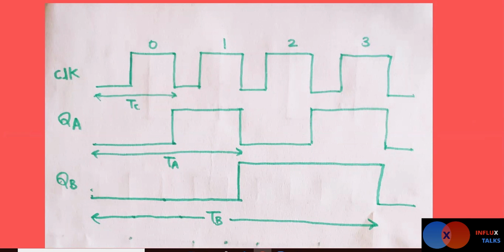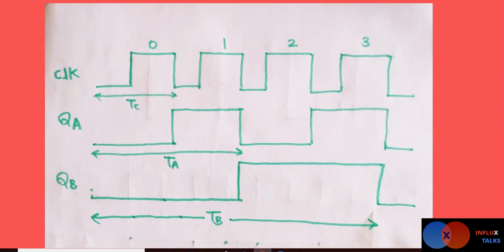Now QA will be acting as the clock for the second flip-flop. So QB will be determined using the falling edges of QA. As QA is the clock for this flip-flop, consider QB now. Consider QB low initially. It will remain low till the first trailing edge arrives.